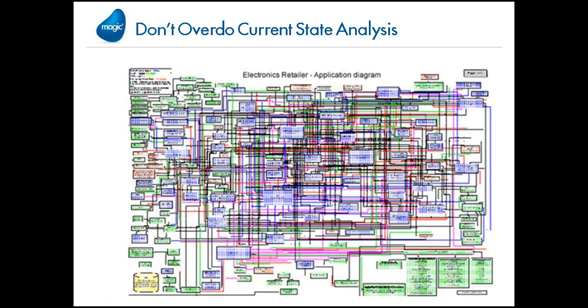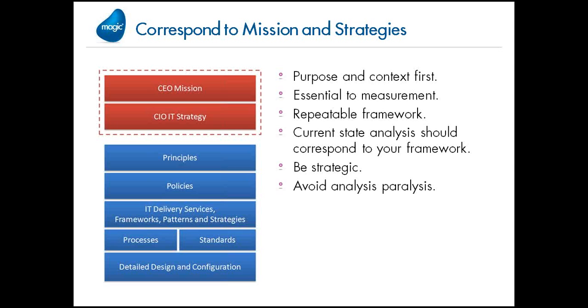Okay, good. So basically then, this evaluate phase is one where we've done that current state analysis. But we don't want to overdo it. You can have analysis paralysis where you're trying to define every single step. So there's a midpoint that you need to go to. Look at what's most important first. Correspond your state analysis to the mission and strategy of the organization. Think about purpose and context first, because it's essential to measurement. If we don't know where we want to go, then we don't know what to measure.